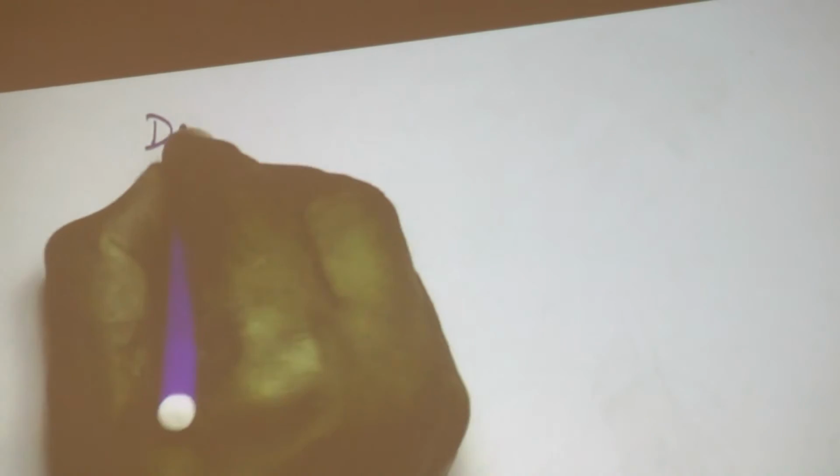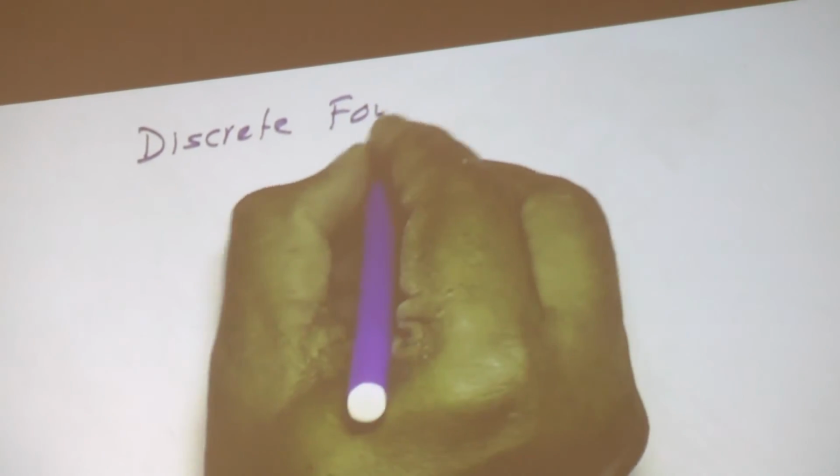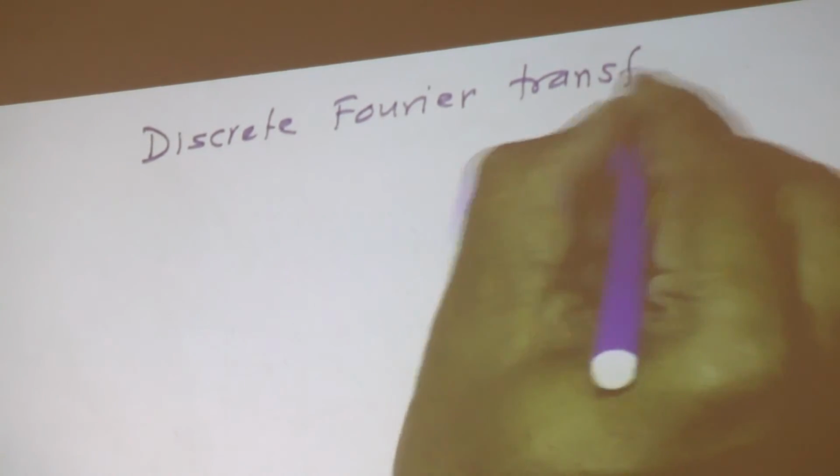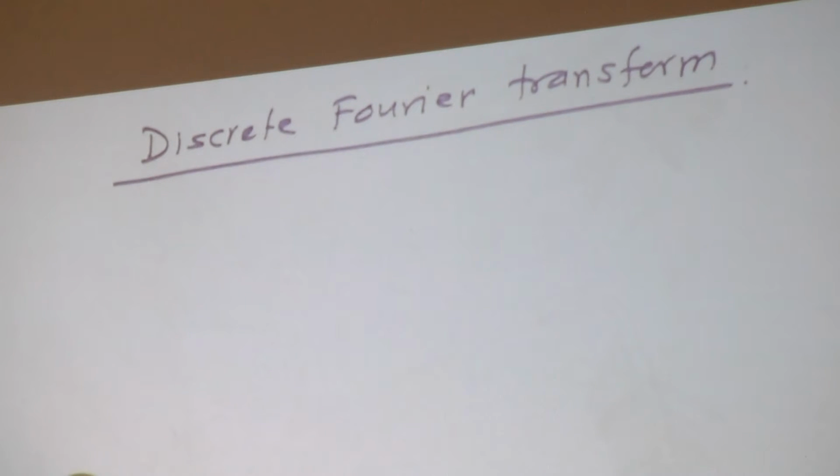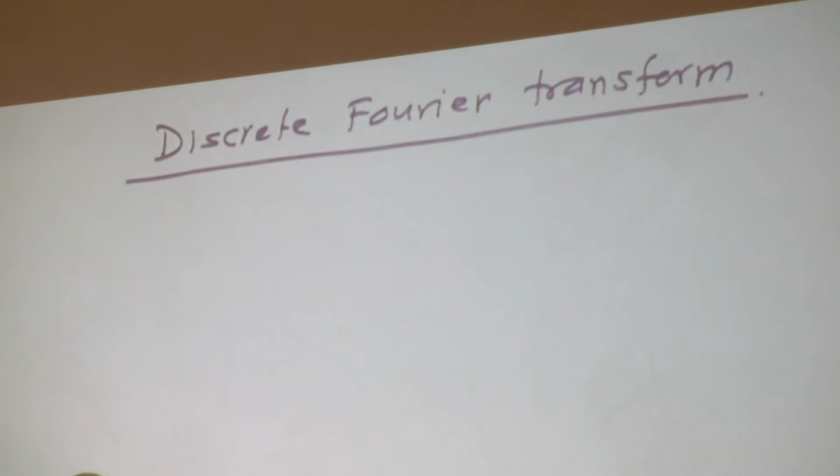Assuming no questions, let's proceed further and start with what is known as discrete Fourier transform. Any questions? Okay.